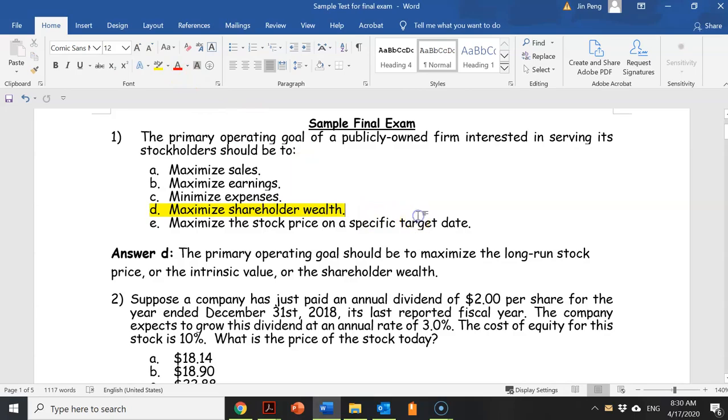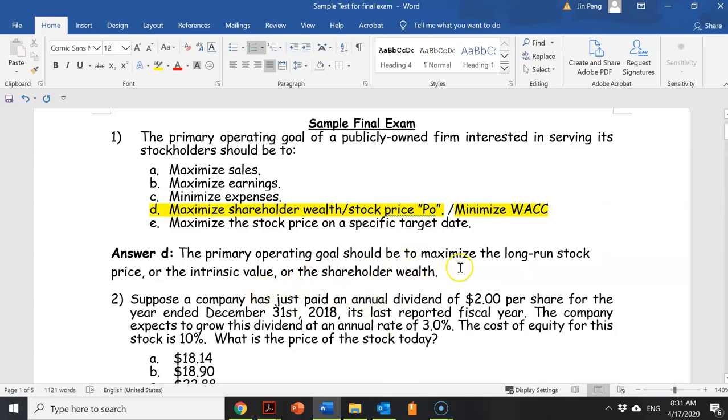Okay? Or minimize WACC. Okay, either of these two criteria works, and they are consistent with each other. So we could say we want the highest stock price, P0, or we want the highest shareholder wealth, or we want to minimize WACC.